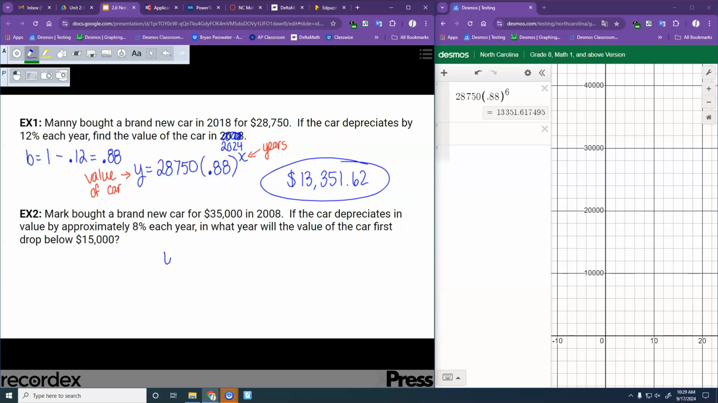So whenever I look at this, let's see, Jacob, what's my initial value going to be for this problem? 35,000. So 35,000. Okay. Then I have to come up with my B value. So Zachariah, what am I going to do for that B value there?